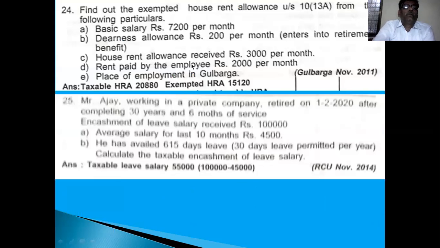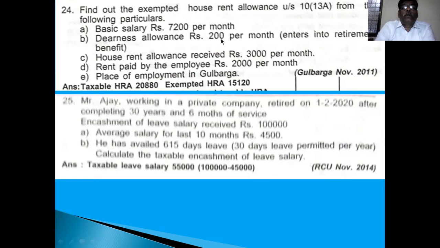Okay, you see here. Find out the exempted HRA from the following. Basic salary is 7,200 per month. Okay, per month salary is given in the problem. So you have to multiply by 12. Annual salary you have to take. Remember this.